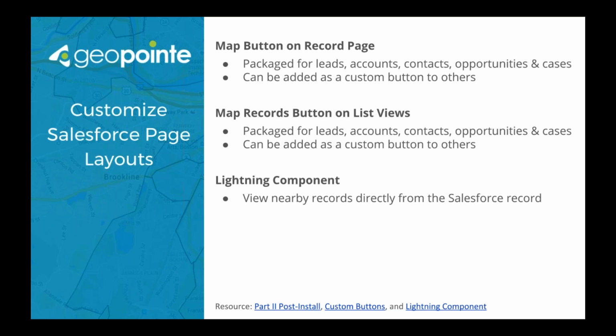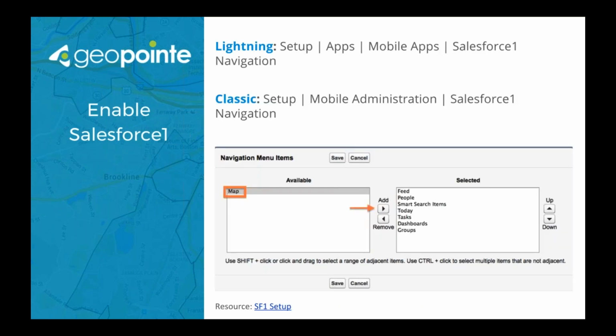And lastly, I also want to show off our lightning component. What our lightning component allows you to do is actually include the component on your page layout, and you can show off nearby records based around that record that you're looking at. So you can see that information without even having to go to the map. While we're doing that, we're also going to go over showing the map in Salesforce 1. It is a super easy, super fast setup process that is as simple as adding the map to your Salesforce 1 navigation, but we will go over that very quickly as well.